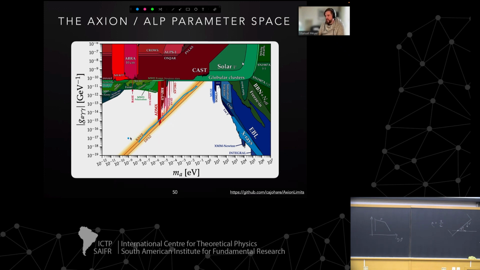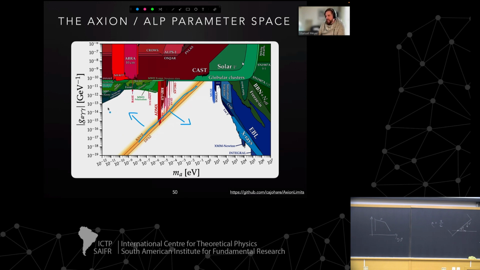So the axion that solves the strong CP problem could actually also live here, and could actually also live here. So many people are working in the theory departments to see what parameters are actually possible for the axion to solve the strong CP problem.